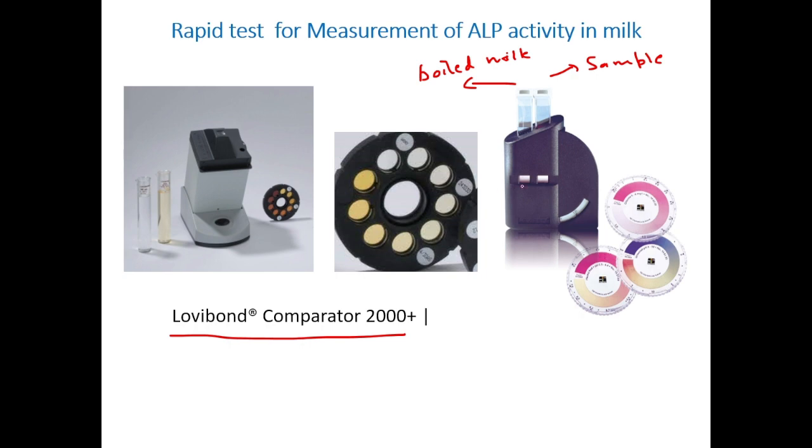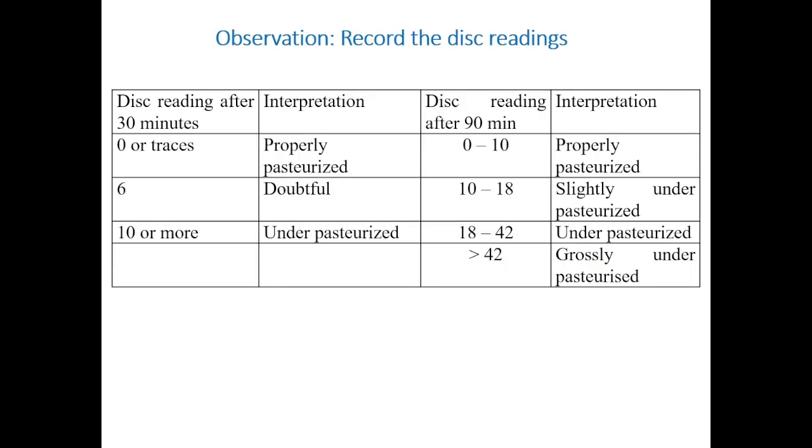Okay, now here the disc will be inserted, and whatever color is there in the sample will be matched with the disc which we are rotating. Once the color is matched, we will have a reading on the scale, and then we will interpret whether the pasteurization has taken place or not. So let us see in the coming slide. The observation will be like this.